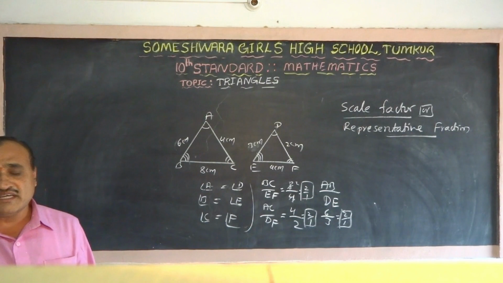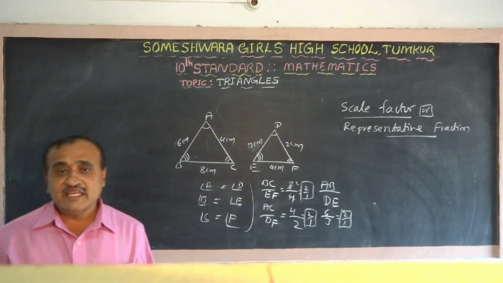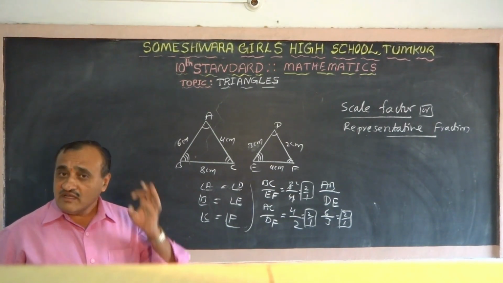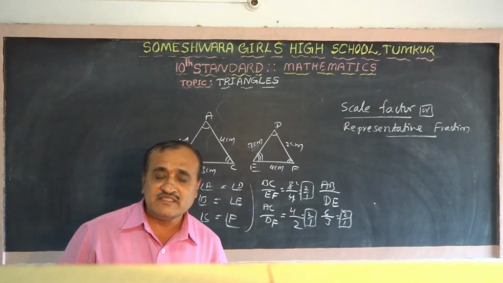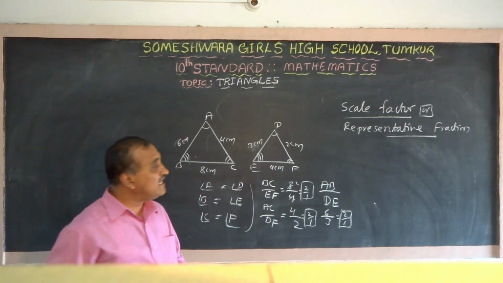ಇದನ್ನ scale factor ಅಂತ ಕರೀತೀವಿ. What do you mean by scale factor? Scale factor ಅಂದ್ರೆ ಏನು? In similar polygons, the ratio of corresponding sides is constant. That constant ratio we call the scale factor.